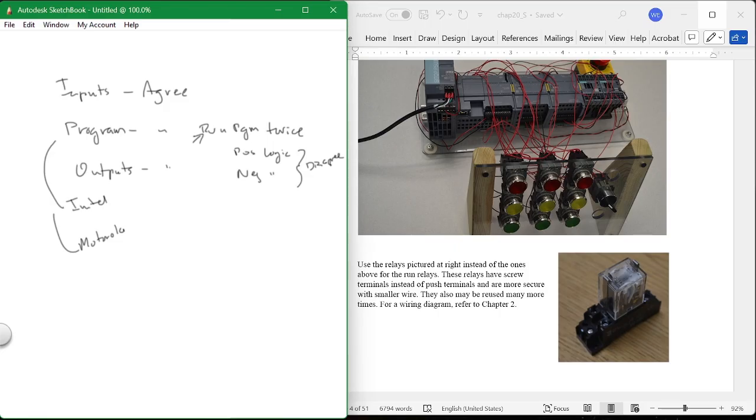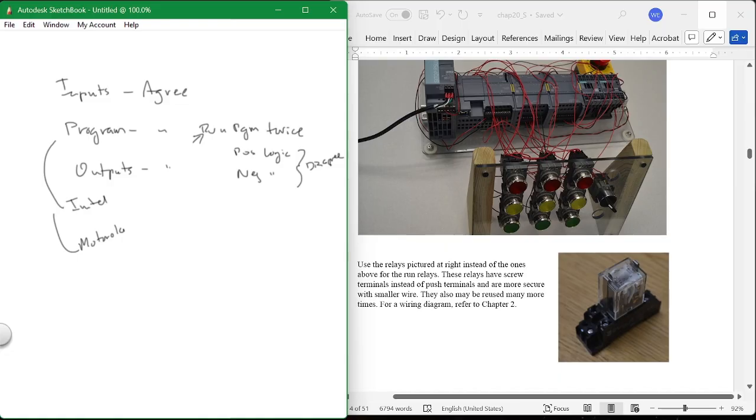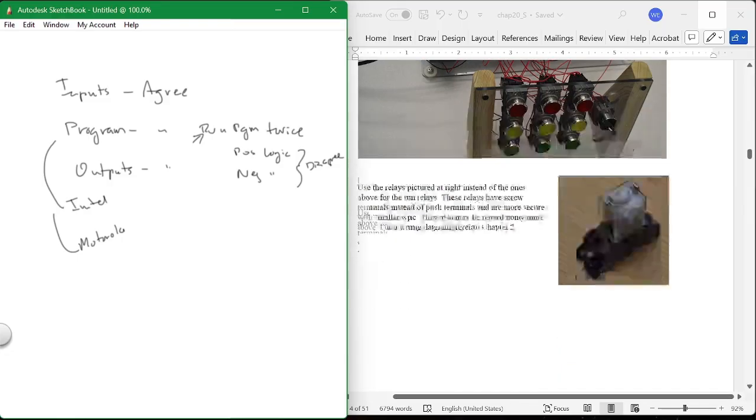Because these relays have a push contact in them that only takes a size 18 or larger wire. And what size wire do you have in the lab? 22 gauge. It won't work. I've tried it many, many times, and it will not work. So take these 2 out, put these in, and away you go. These work just as well as these do. This is not safety. This is safety over here, but this is not safety. Okay?